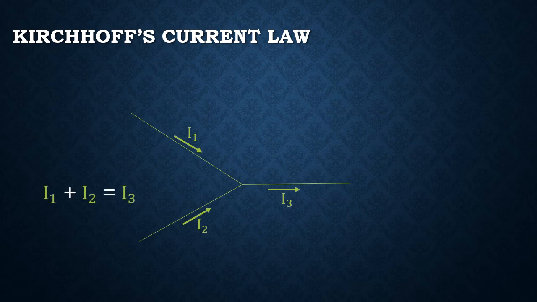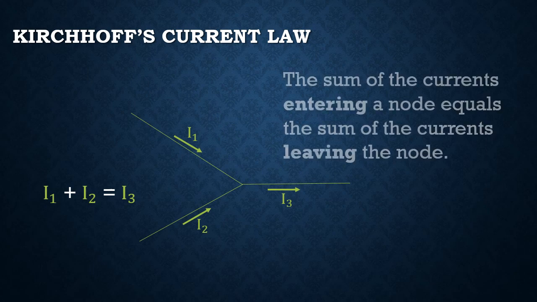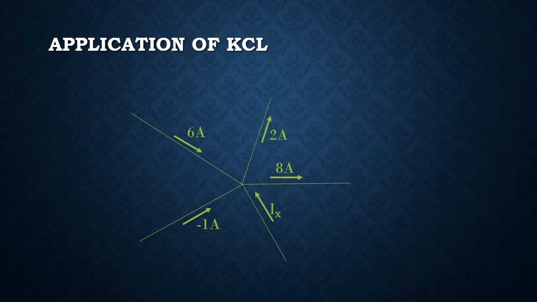Logically, we see, especially when considering current to be like a fluid, that I1 plus I2 is going to equal I3. We don't expect current to pool at the junction. According to conservation of energy, it's not going to be able to do that. More generally, the sum of currents entering a node must equal the sum of currents leaving that node, which is Kirchhoff's current law.